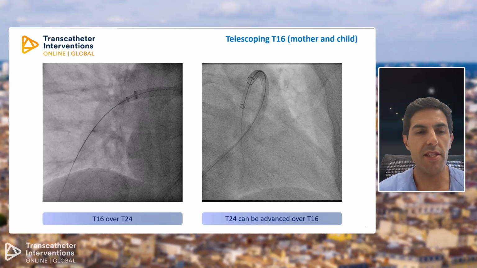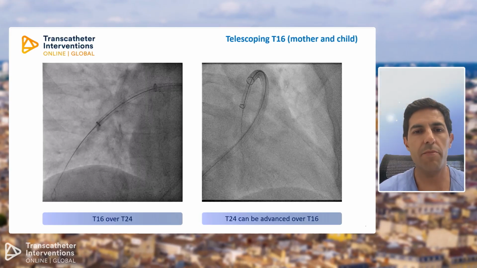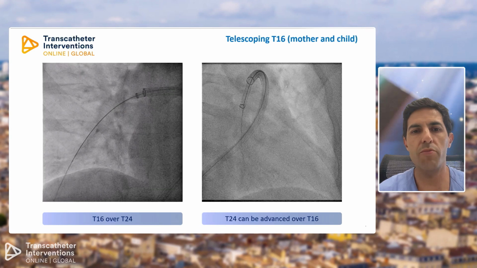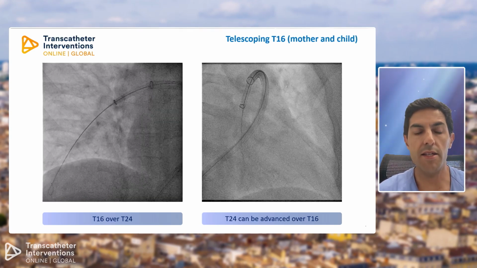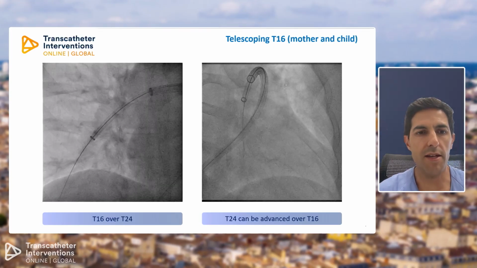Finally, some other things about catheters. You can telescope the T16 for the most distal parts, and also for increased support. In some cases where you have low support, you can use both catheters with a mother and child system, and this will help navigate some tortuosity at the heart.